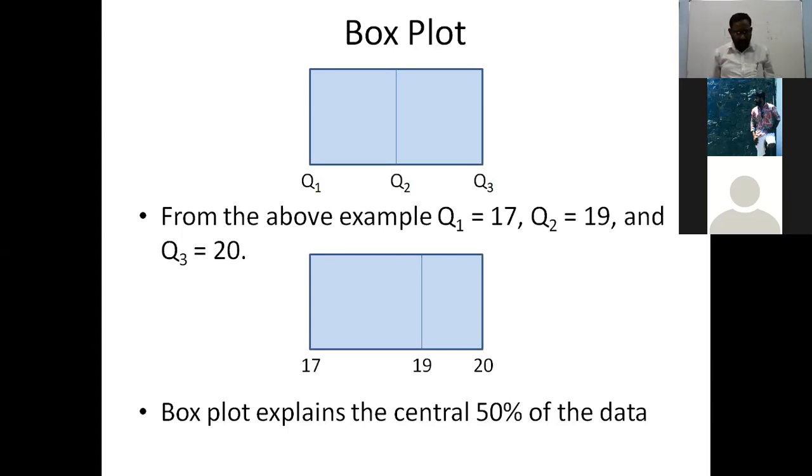Now, in our previous example, we have found out Q1, Q2, Q3. I will take a data set later on and show you how to find them out. You can do it as a homework. Find out Q1, Q2, and Q3. I have already found them out, so check whether these values are correct. So Q1, Q2, and Q3 values have been given: 17, 19, and 20.